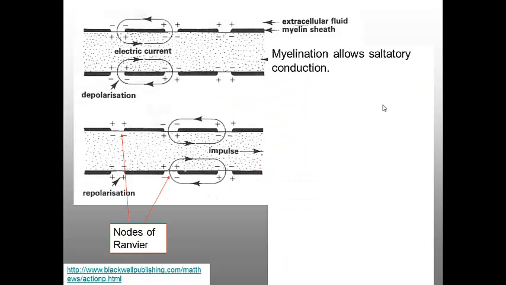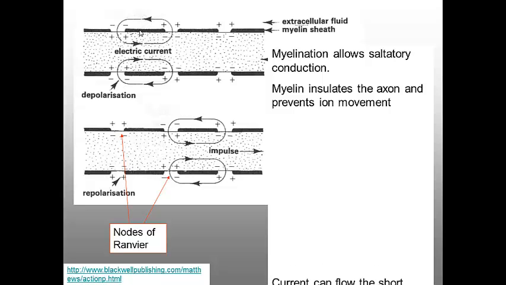What that allows to happen is saltatory conduction. That means literally jumping conduction. The myelin insulates the axon and prevents ion movement. So here you can't get ion movement at this point. It won't happen. You don't have the ion channels there, and even if you did, they'd be wrapped around with myelin, and the ions wouldn't be able to move.